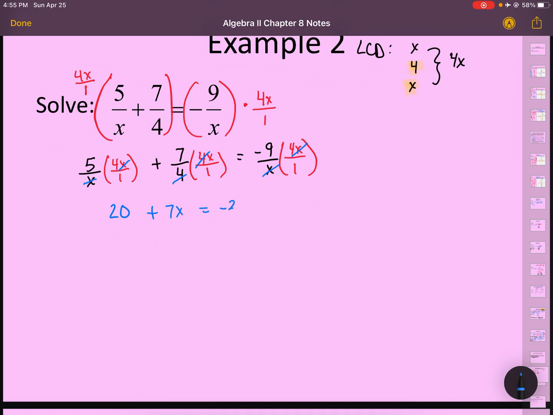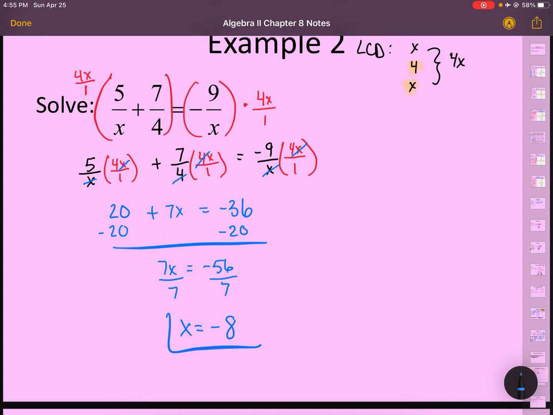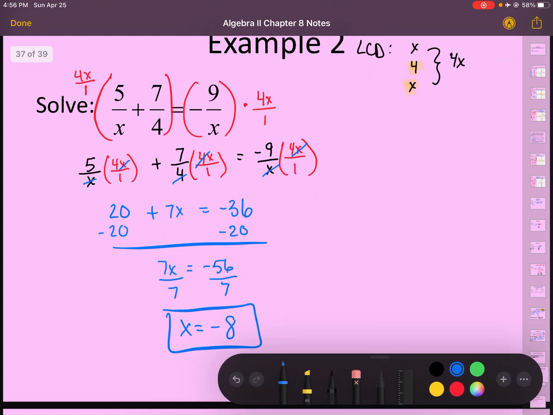And we're just going to solve this equation, so I can move 20 over. So we got 7x equals negative 56, and if we divide by the 7, x will be negative 8. And we could check this as well.